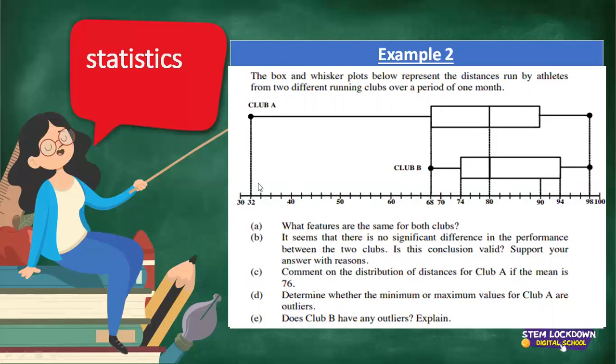For both clubs, if you check nicely, the box and whisker plots share some features. This here is your minimum value. There is the lower quartile, the middle quartile, the upper quartile, and the maximum. You can see they have the same maximum values, as well as the same median value. So the median for both clubs is the same, as well as the maximum value. It seems that there is no significant difference in the performance between the two clubs. Is this conclusion valid?